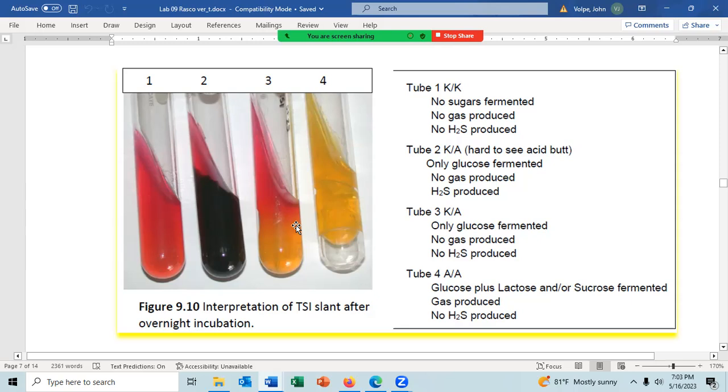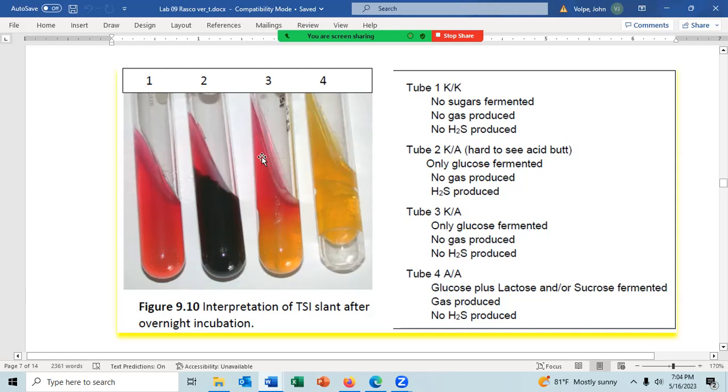On tube three, we do not have gas being produced. There's no bubble. There's no breaking of the agar. There's no hydrogen sulfide being produced because it's not black. And glucose is fermented, and glucose is the only sugar that is fermented. How we know glucose is fermented is because the butt is yellow, but the slant is red or pinkish.